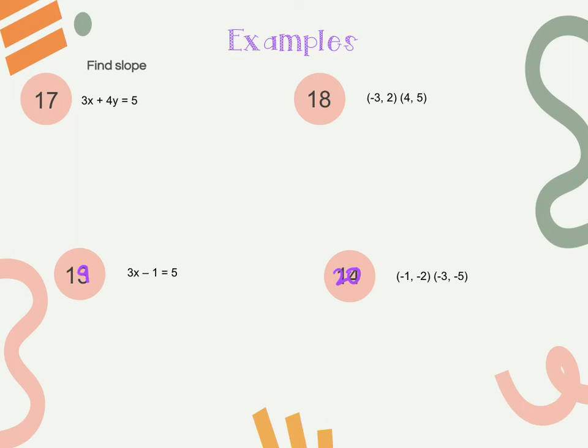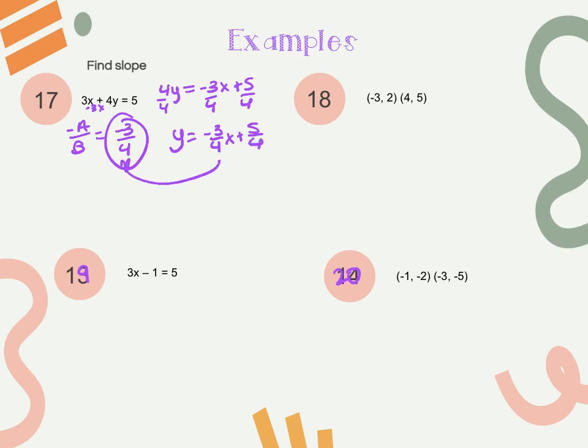All right, so what's the shortcut for 17 to get to the slope? Negative a over b, which would be negative 3 over 4. Long way around: subtract the 3x, 4y, and it's not that much longer, plus 5, and then divide everything by 4. Y would equal negative 3/4 x plus 5/4. Same answer, okay? Negative 3/4 should have been the slope. 18: 5 minus 2 over 4 minus a negative 3, which becomes plus 3. 3 over 7 should be your slope.